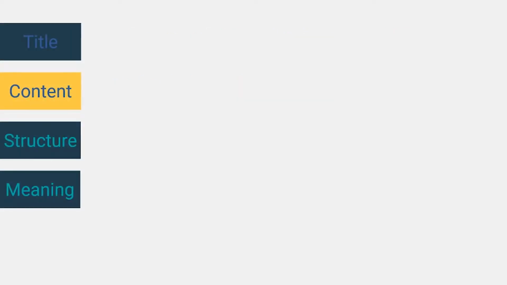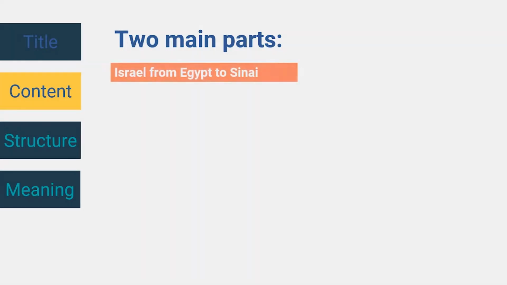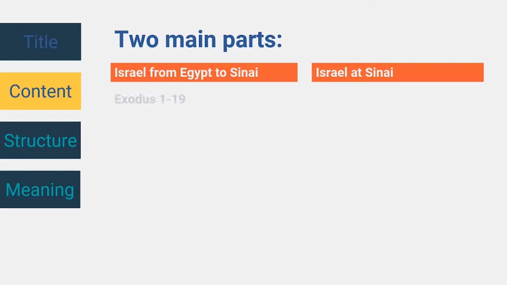Now let's take a look at what is inside the book of Exodus. For practical reasons, I will divide the book of Exodus in two parts, with the first part being about Israel in Egypt and on its way to Mount Sinai, and the second part about Israel at Mount Sinai. With this division, the first 19 chapters cover the first part, and it starts with Israel in Egypt.